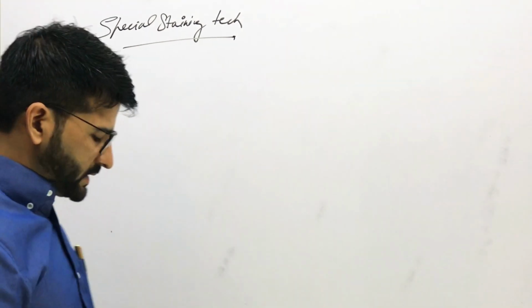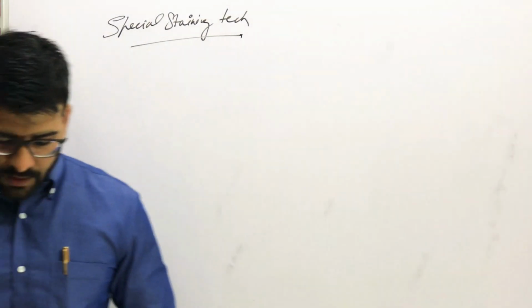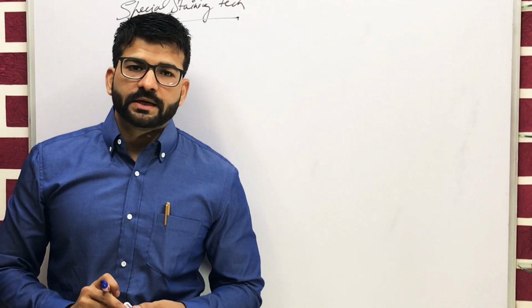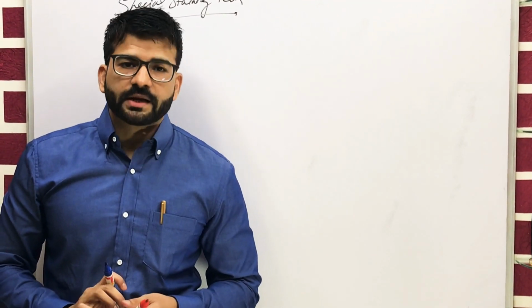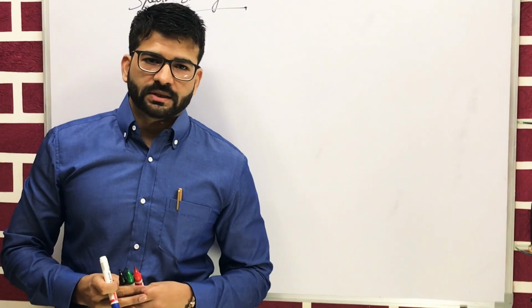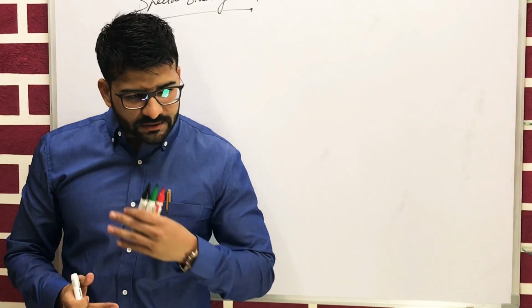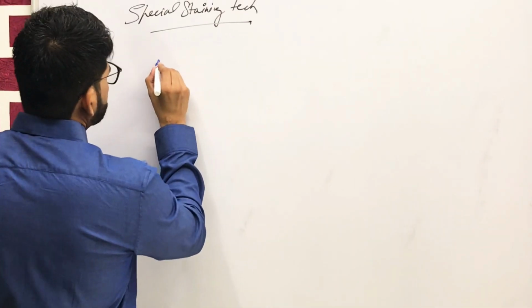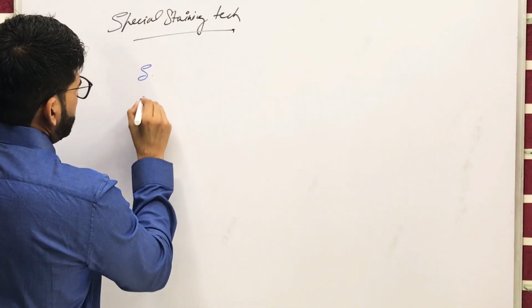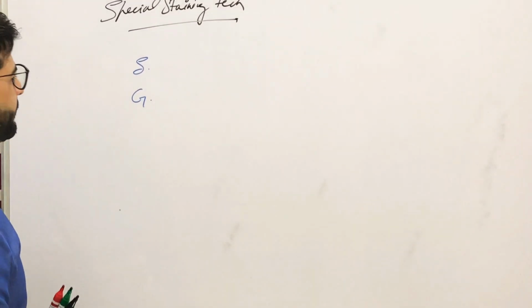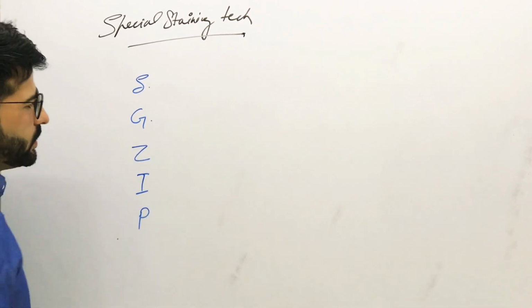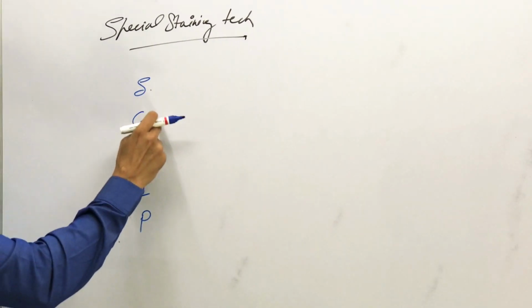To remember the special staining techniques, I would like to tell you that in India there is a legendary cricket player, and that legendary cricket player is Sunil Gavaskar. Now Mr. Sunil Gavaskar, he zips the ball to the boundaries, right? So how to remember it is, Mr. Sunil Gavaskar zips the ball to the boundary. Mr. Sunil Gavaskar zips the ball to the boundary.